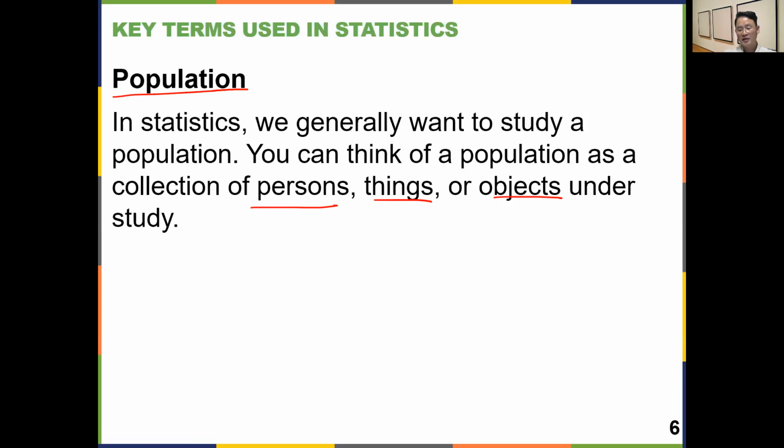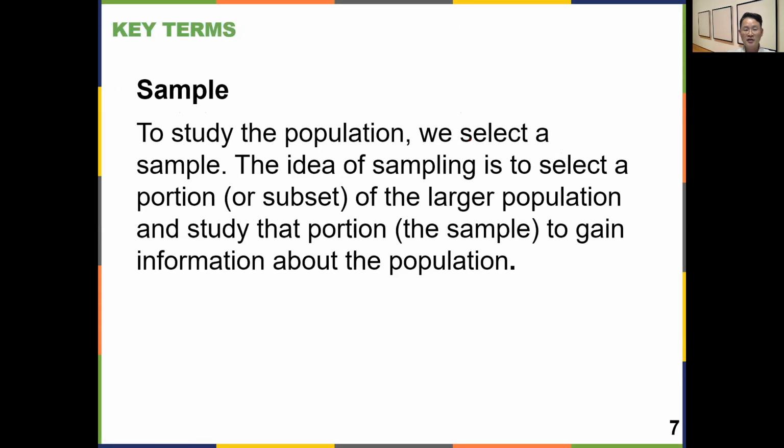For example, let's say you are studying college student in US. Your population should be every single college student in US. Let's say you are studying apple in a particular farm. Every single apple in that farm is going to be the population, right? So population could be person, could be thing, but one thing that we must have is that population should include every single one of them under the study, right?